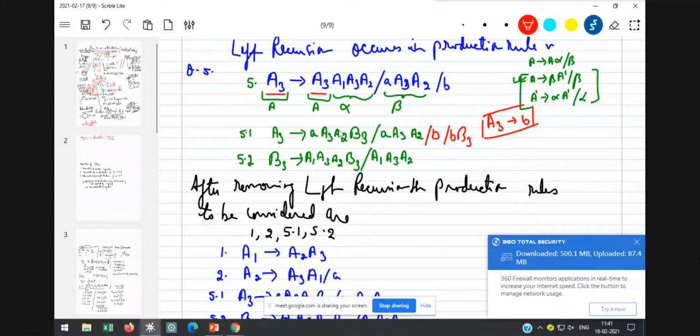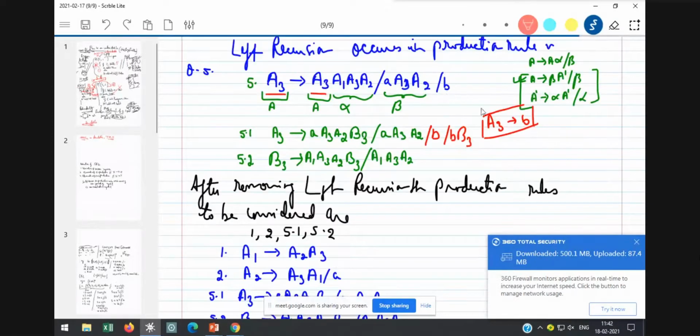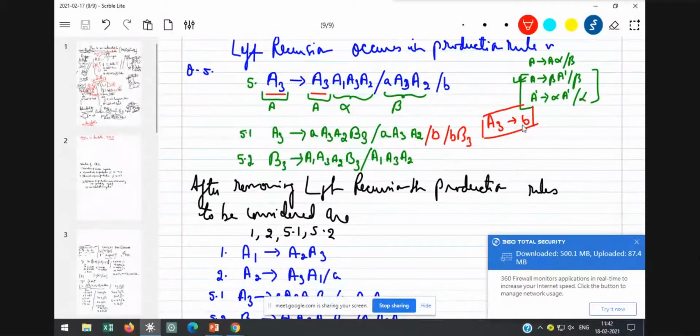While solving the left recursion, we have left out this one. This is also another production rule, A3 replaceable by terminal B. Consider this the mother production rule, and then two children have been created from this one. But a part of the mother production rule is being left out. So this part has to be present in one of the children. Which child do we have to add it to? This A3 production rule.